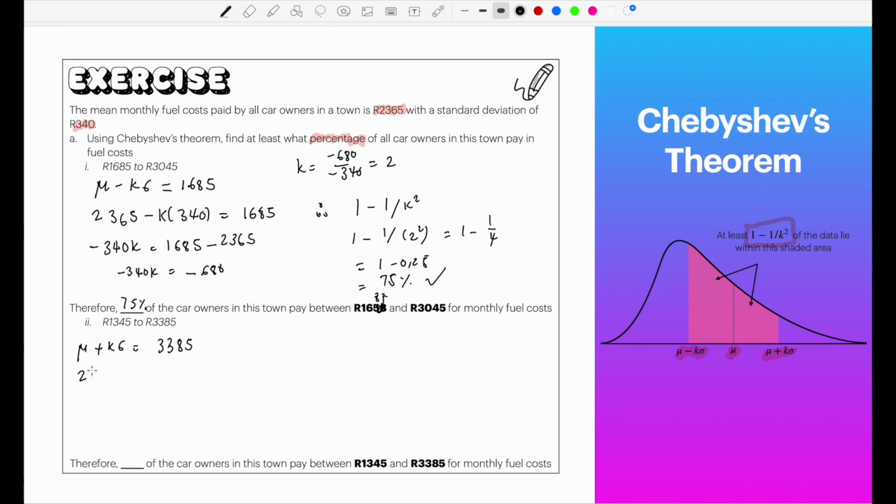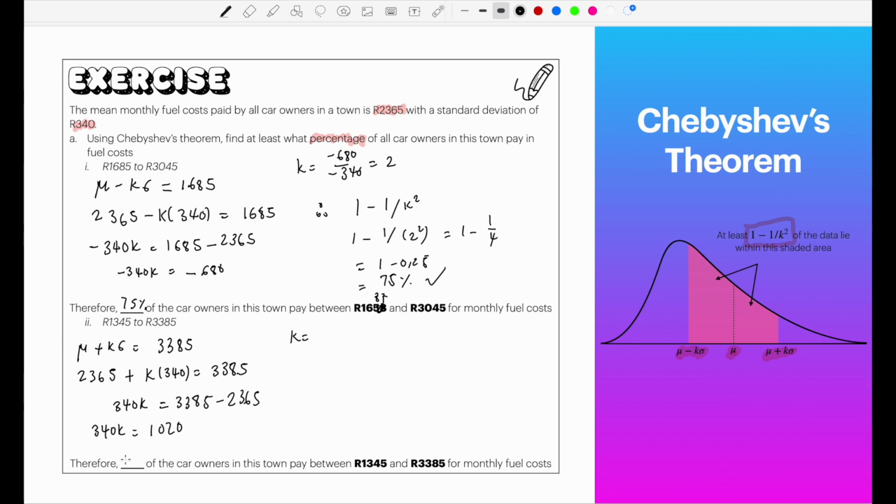So you have your 2,365 here plus k sigma. Sigma is equal to 340. That is equal to 3,385. Cool. Now let's move this equation around. We have 340k equals 3,385 minus, bring this to the other side, 2,365, and we get a value of 340k equals 1,020.